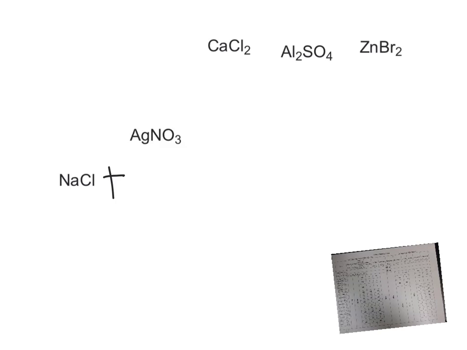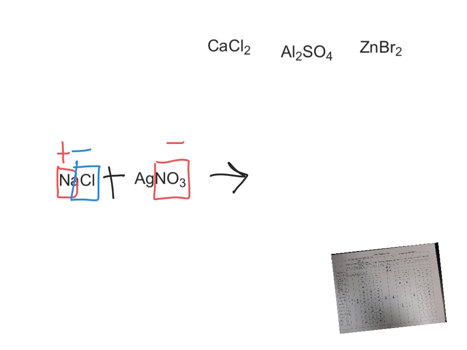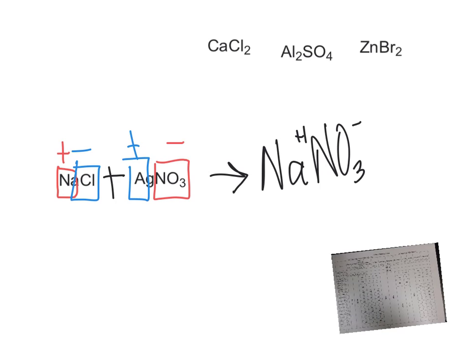and silver nitrate and see if this happens. So the Na is outside, so it's going to join up with the NO3 because he's a positive and he's a negative. And then the chlorine is a negative and the Ag is a positive. So we're going to end up with Na plus 1, NO3 minus 1. So those charges are going to cancel.